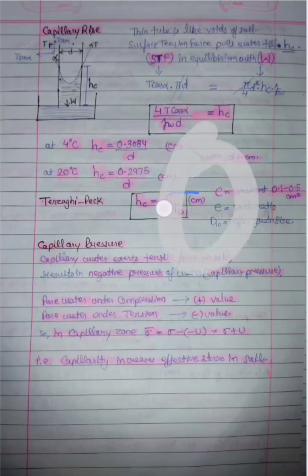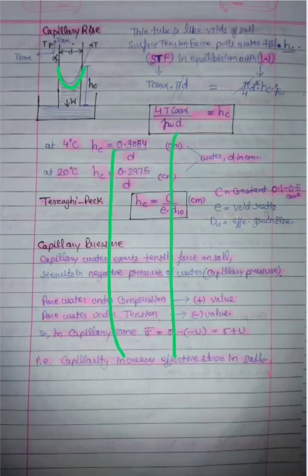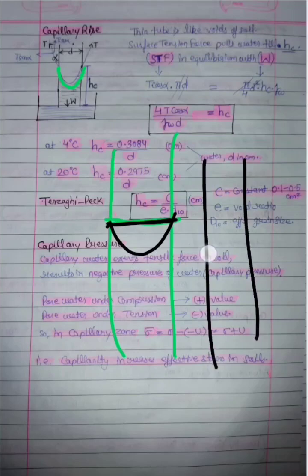So we have here the setup. Now suppose the water rises up to this height. Now in the fine tube, water, suppose, rises up to this height. So the top surface of the fluid inside the tube will not make a horizontal surface. It will make either a meniscus like this or a meniscus like this.